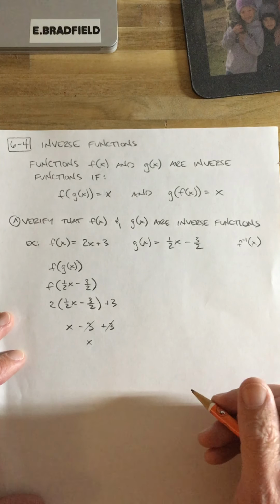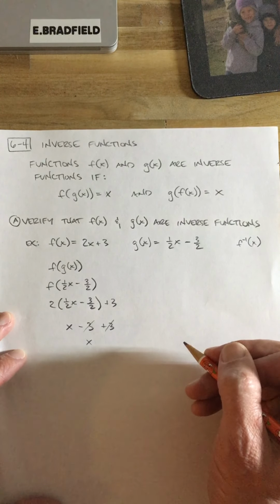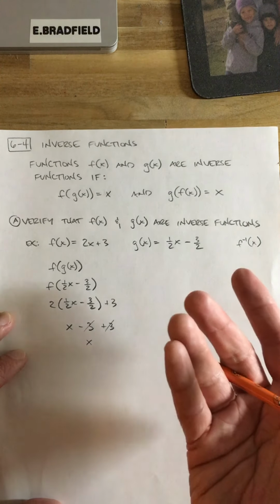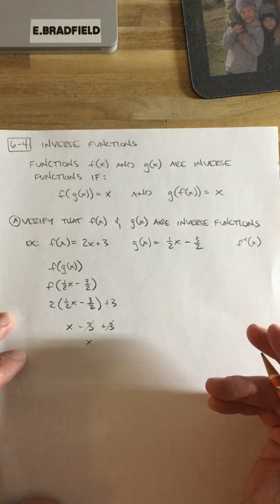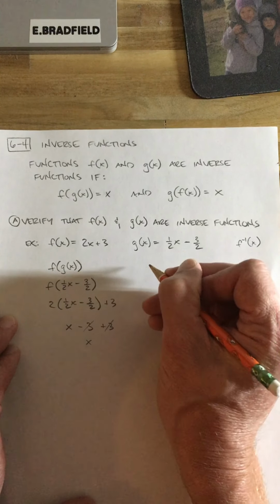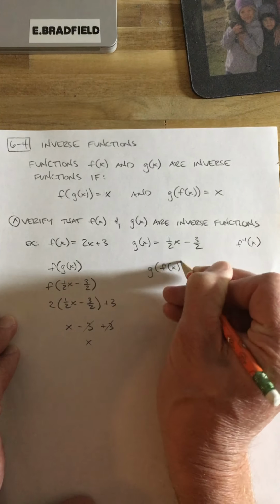Okay, so that works. Now let's try g of f of x. I've never come across a case where you compose it one way and it works, and then you compose it the other way and it doesn't work. It could happen, I guess. I don't know. But anyway, I'm just going to go ahead and do it like it says. It says to compose them both ways. So now g of f of x, okay?